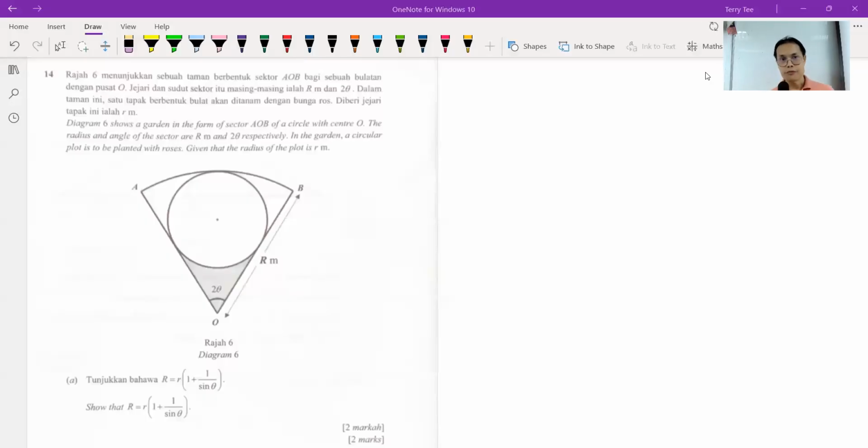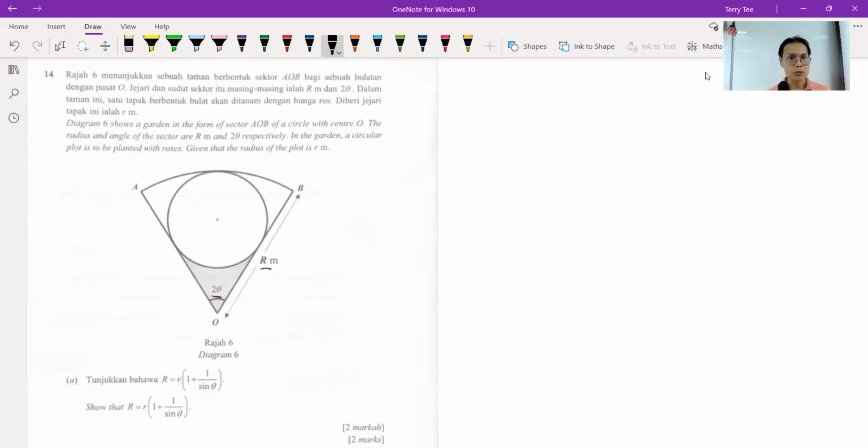Okay, question number 14. This is from circular measures, Sukatan Membulat. This question I've seen before, exactly the same question from one of the past year questions in the IGCSE examination. Raja menunjukkan sebuah taman berbentuk sektor AOB bagi sebuah bulatan dengan pusat O. Jejari dan sudut sektor masing-masing ialah R dan 2 theta. You can see here, this is R and this is 2 theta.